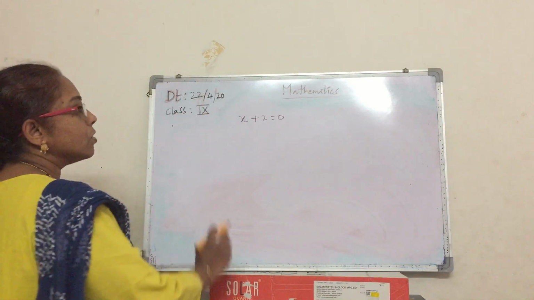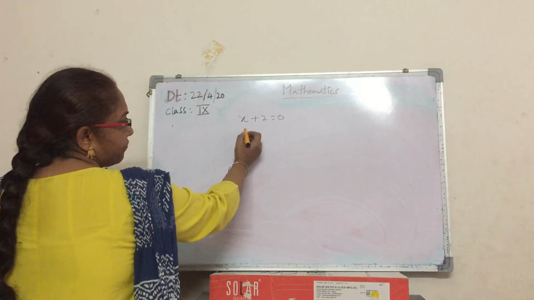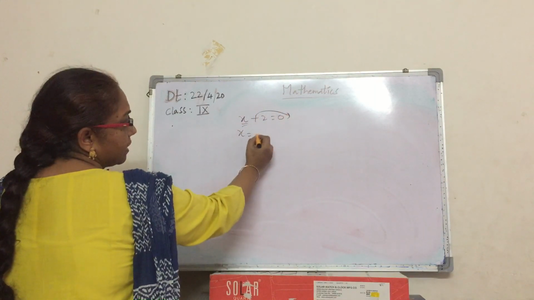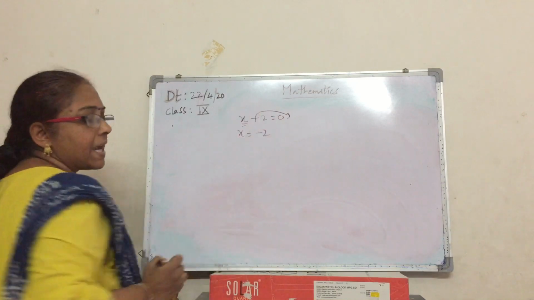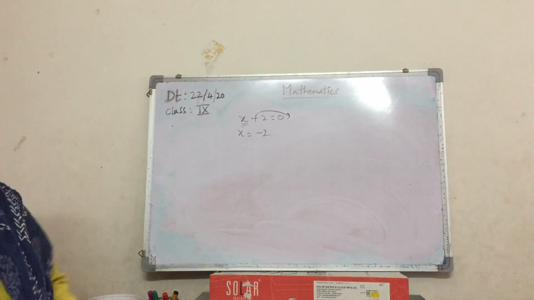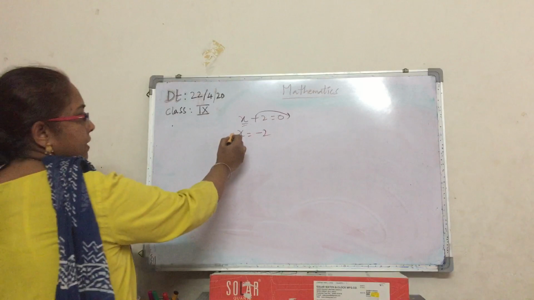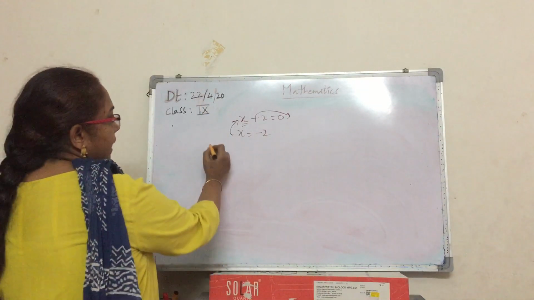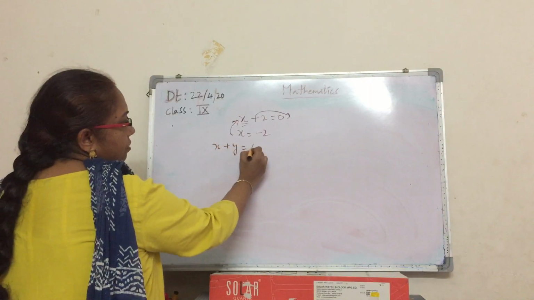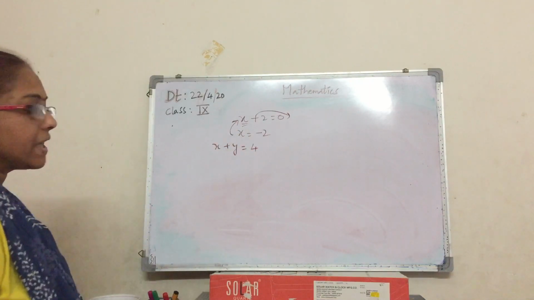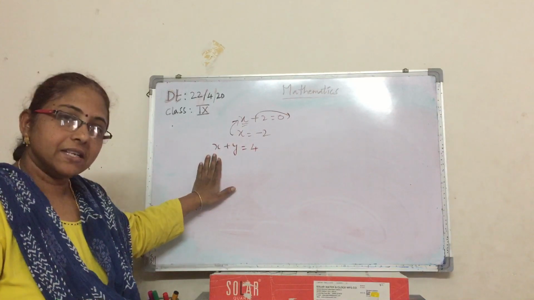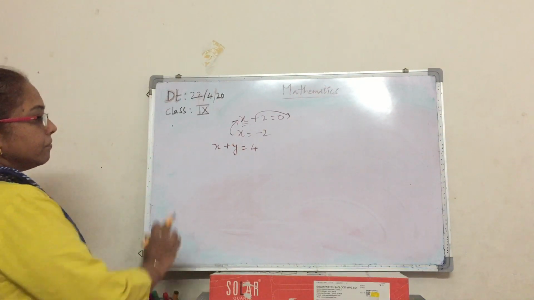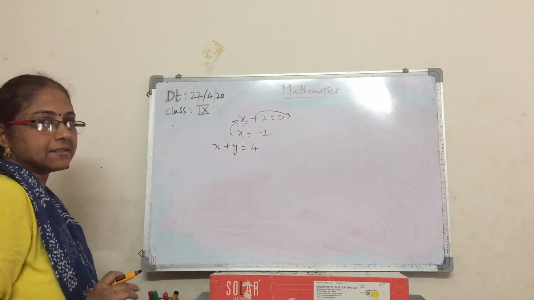So we will see how many solutions there are. Here, find the x value. This plus 2, if you take to that side, it will be minus 2. So x is equal to minus 2 is the solution of this equation. Is it clear? Now take x plus y is equal to 4. Can we say it is a linear equation in two variables? Yes. Now we will see how many solutions it has.